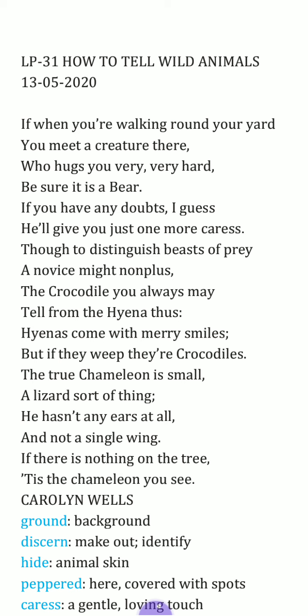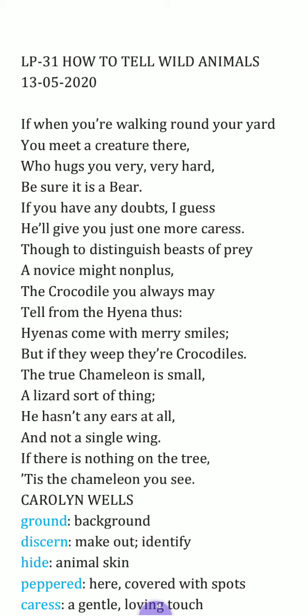So here one chameleon is there, who is similar to a lizard. He has not any ears at all, and not a single wing. It does not have wings also. So the second trait is it does not have wings to fly and jump. But it does fly and jump, just like a crocodile, just like a frog. A frog does not have wings, but it flies and jumps. Similarly, generally they live in trees, and not a single wing.